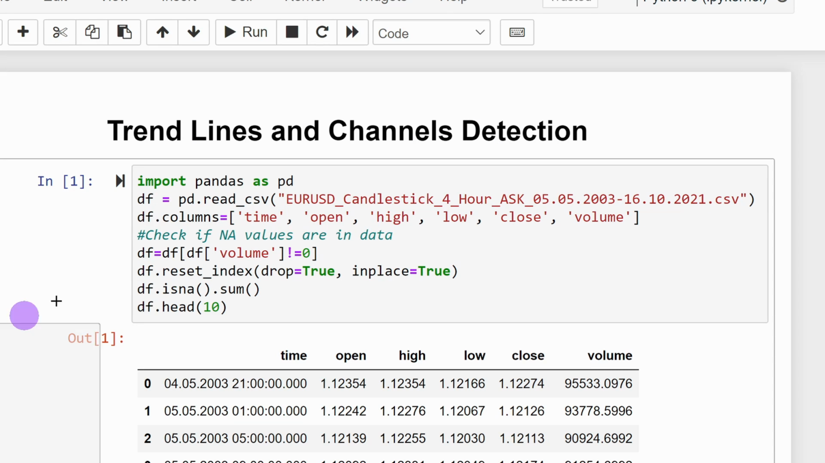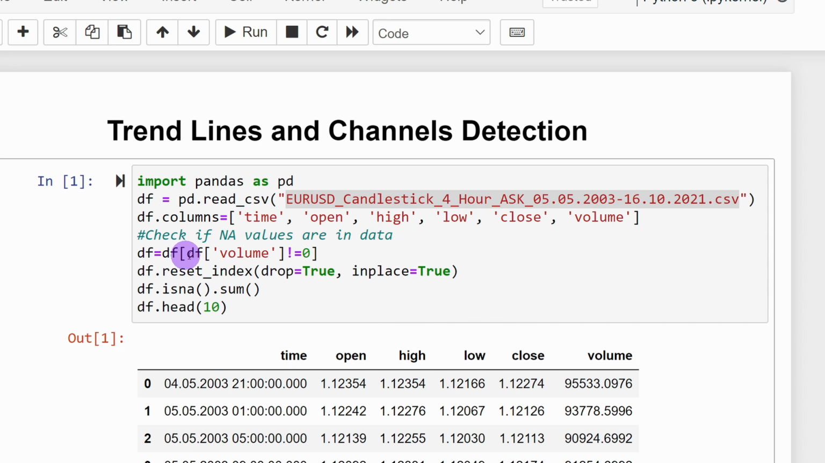So this is our Jupyter notebook file that you can download from the link in the description of this video. We are starting by importing pandas. We're going to use a data frame, and then we load the data frame using read_csv, copying the content of this CSV file. So here I took a euro versus dollar file with 4 hour candlesticks going from 2003 up to 2021. The names of the columns are time, open, high, low, close, and the volume that we are not going to use in this program.